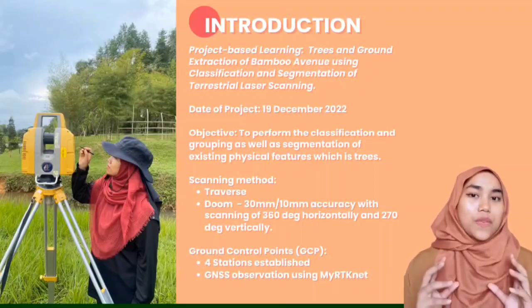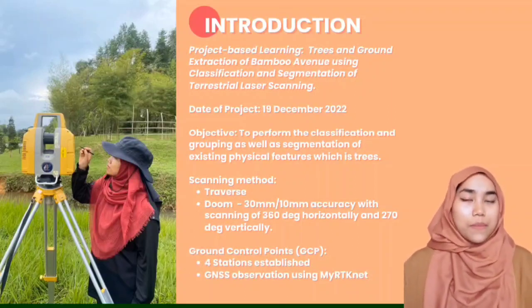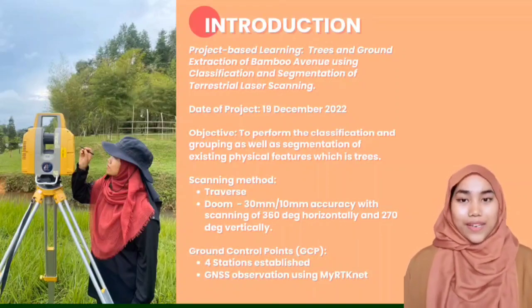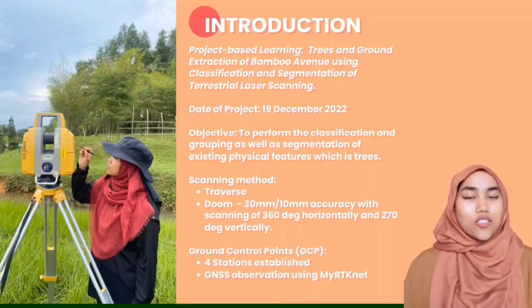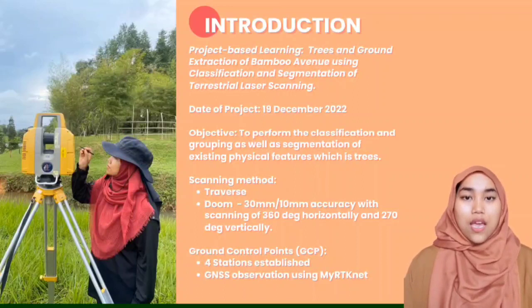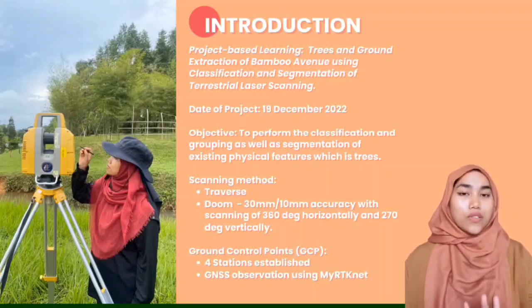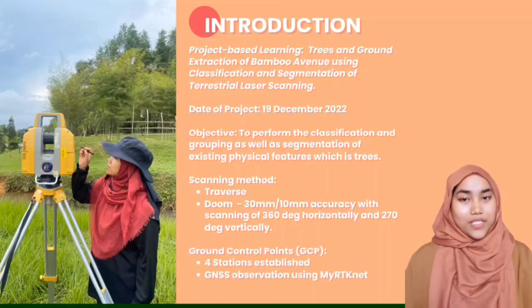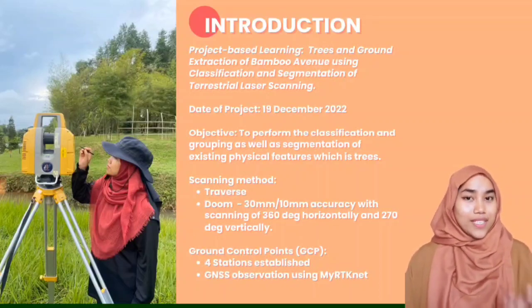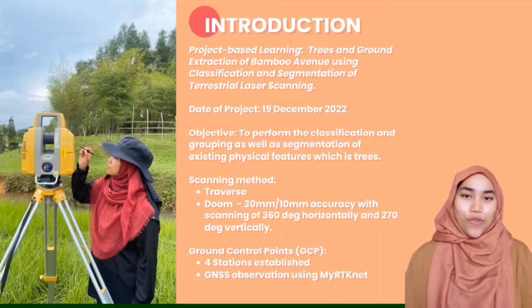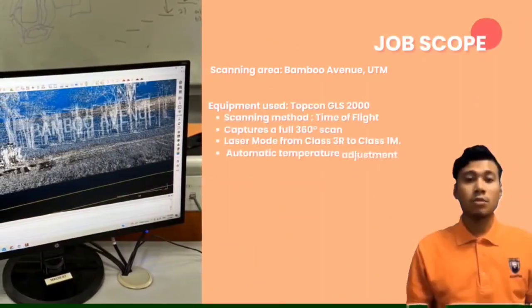The dome technique has been applied during scanning with 30mm/10mm accuracy, where it scans 360 degrees horizontally and 270 degrees vertically. At least 4 ground control points are established by using GNSS observation. These ground control points are used for georeferencing purposes. The coordinates are observed using the MyRTConnect method. I will present about the job scope.